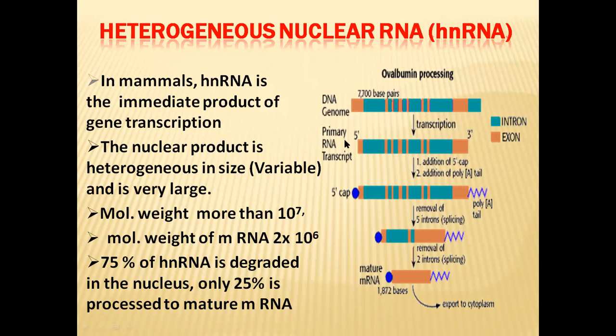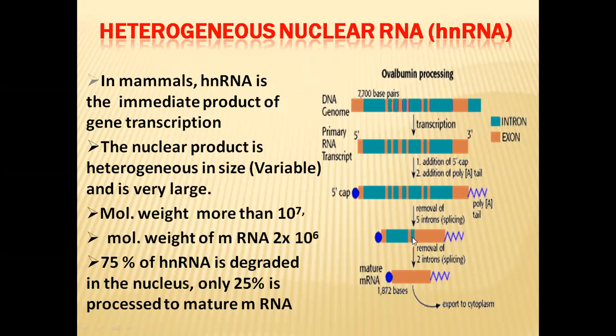So this primary RNA or heterogeneous nuclear RNA, hnRNA, will undergo a process called RNA splicing. In RNA splicing, all these introns and exons will be cut. After splicing is done, the unrequired or unnecessary parts will be removed and the remaining parts will be joined with each other in the same sequence.